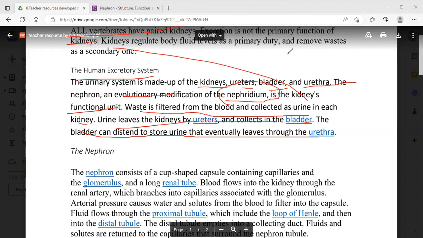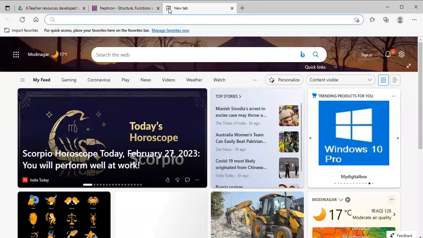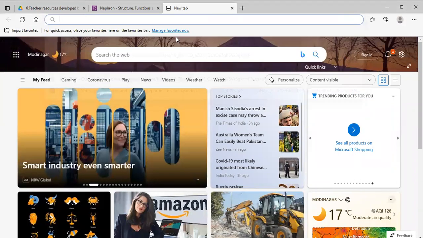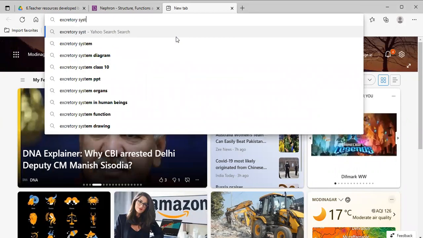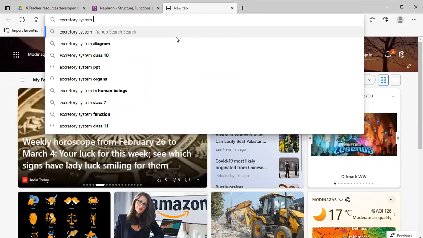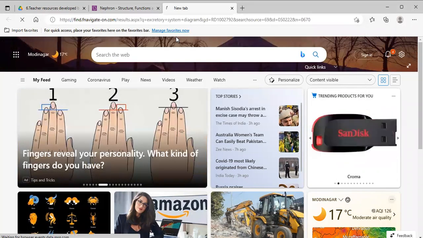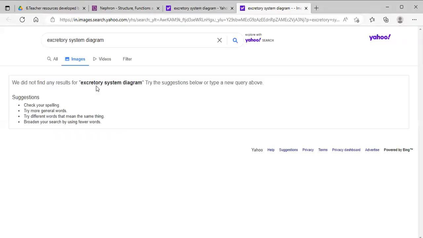So these are the parts of the excretory system with their functions: two kidneys, the bladder, and the urethra. So we can search for the excretory system diagram so that you can understand what we are talking about. This is the excretory system diagram, as you can see on the screen now.